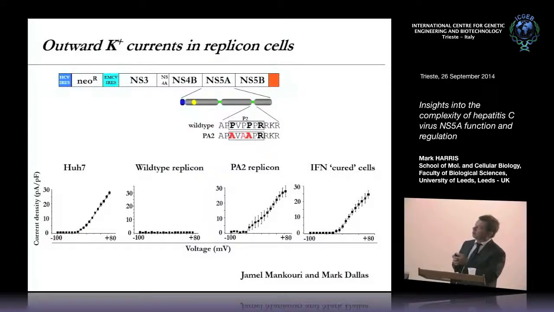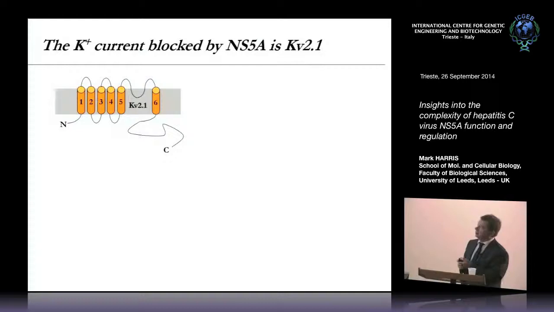So what that said was that potassium current in replicon cells was blocked by NS5A, and it was blocked in a proline motif-dependent fashion, because we made a mutation, we got the channel back. So to cut a long story short, I'm going to cut a few stories short, this potassium current turned out to be encoded for by a single potassium ion channel called KV2.1. This is the structure of this ion channel.